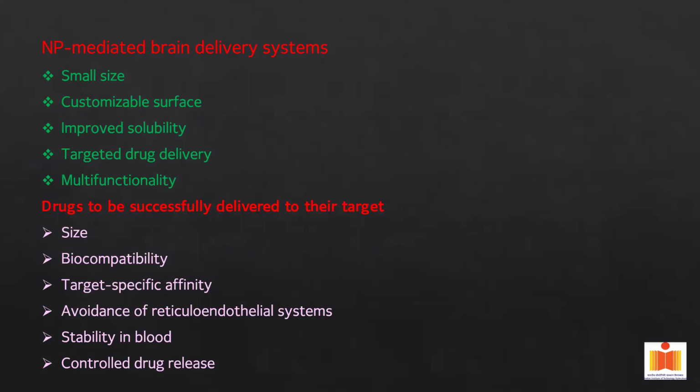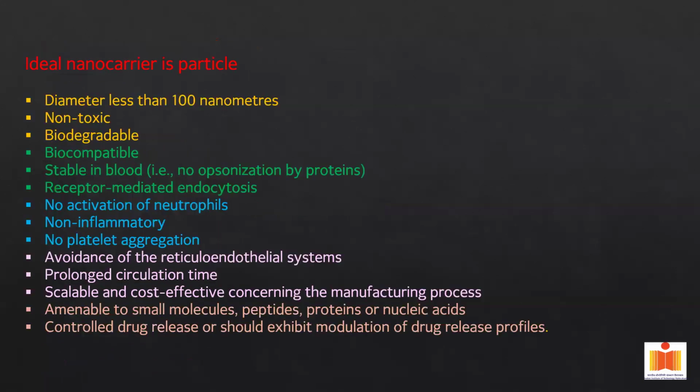So again, for drugs to be successfully delivered, we have seen already the size, biocompatibility, target, then avoidance of RES, because once they enter the RES, probably they can be excreted. Stability in the blood, because any sort of reaction in the blood will cause issues, or they themselves can be decomposed or degraded. Then controlled drug release at a particular area of interest. Next, please.